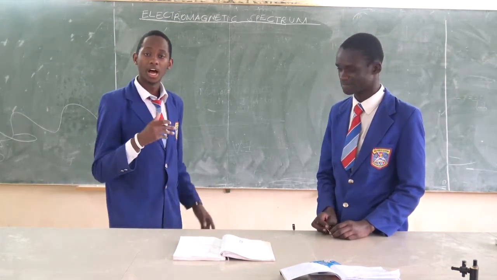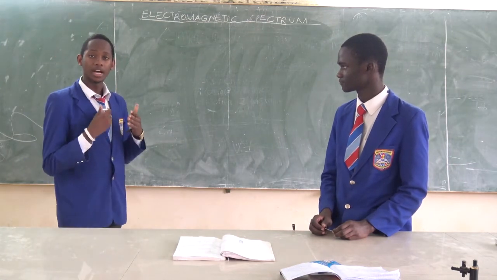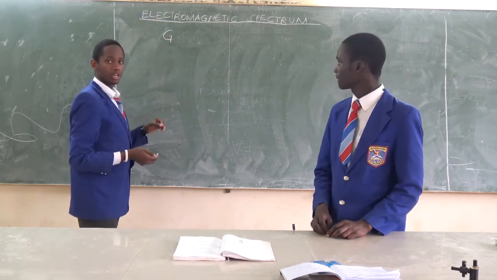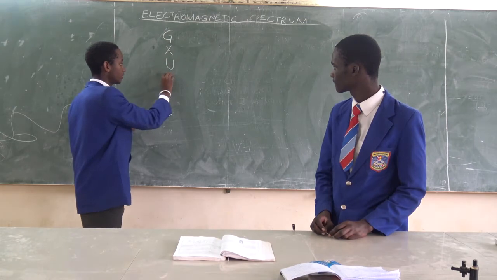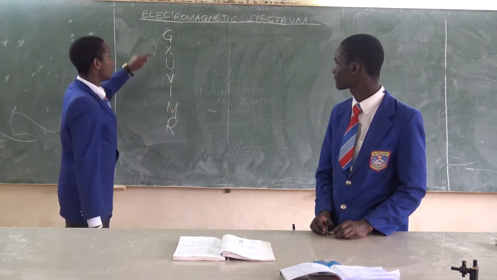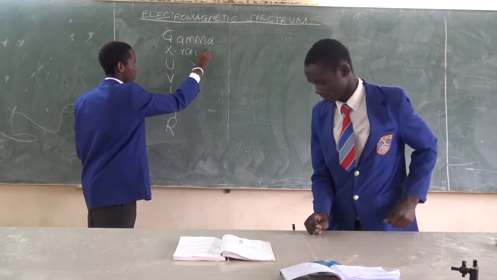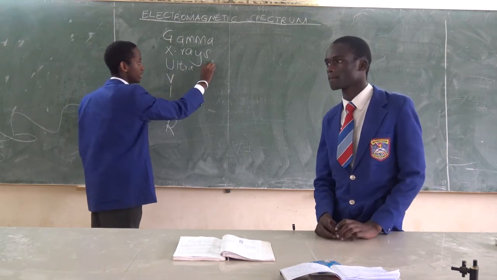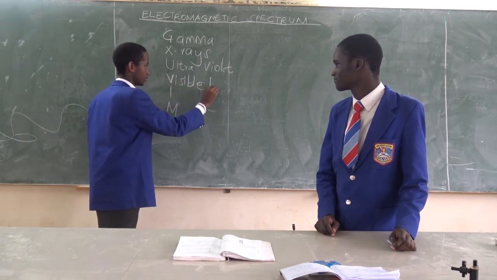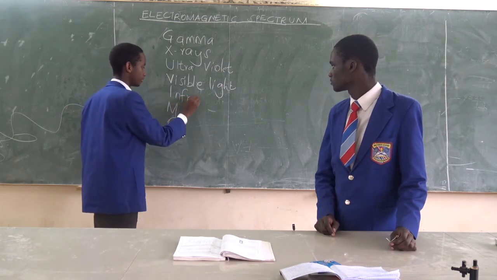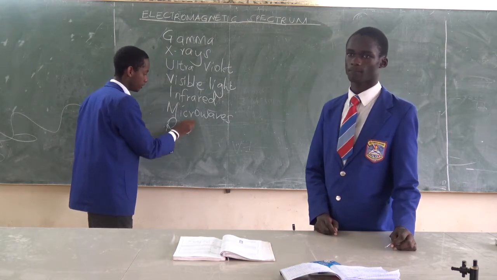And before we get to that, we can arrange them, because that's what electromagnetic spectrum is, in their order of frequencies. So we'll start with the one with the highest frequency, which is gamma rays. So we have a type of acronym for you to remember. It goes ZU, GX, then U, V, I, M, R. G is for gamma rays. X for X-rays. U for ultraviolet. V for visible light, I for infrared, M for microwaves, and R for radio waves.